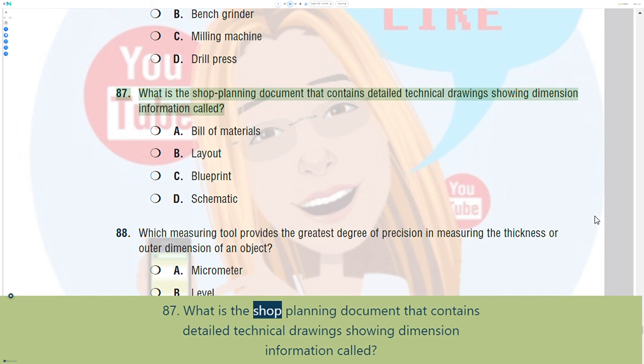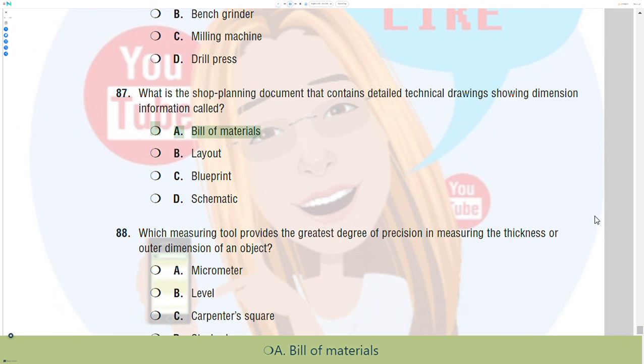87. What is the shop planning document that contains detailed technical drawings showing dimension information called? A. Bill of materials. B. Layout. C. Blueprint. D. Schematic.